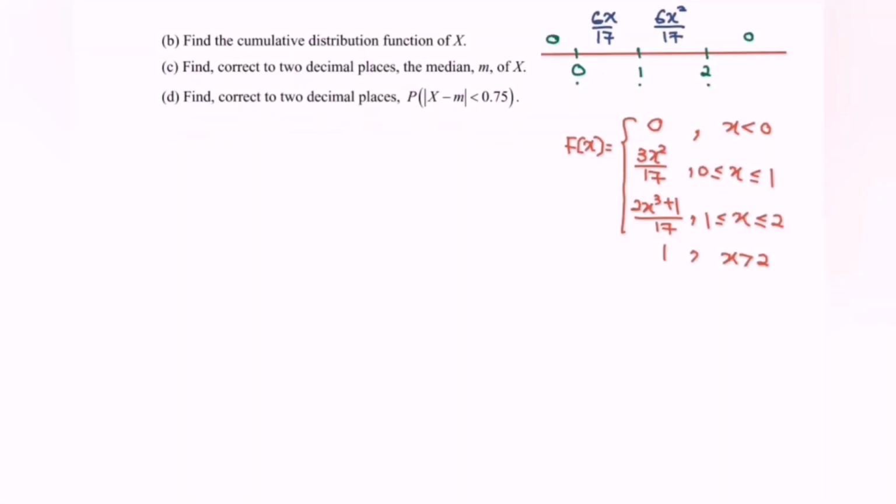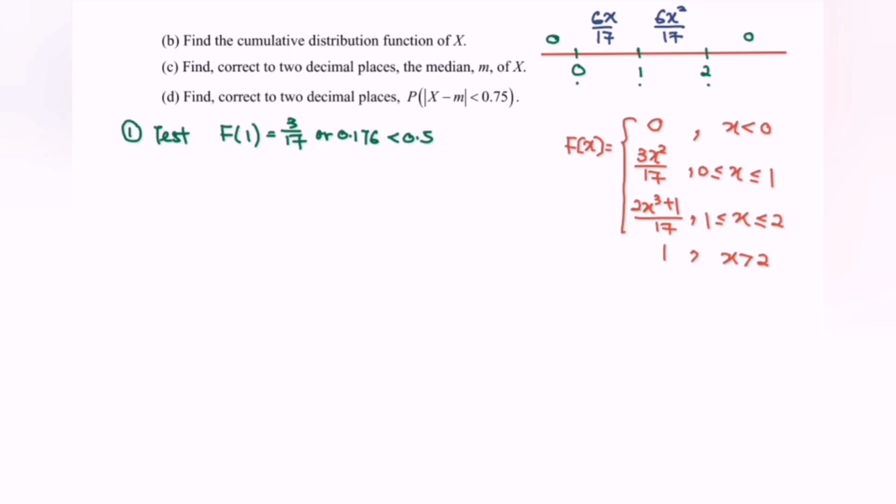Kindly focus on question C. Find, correct to 2 decimal places, the median m of the situation. So step number 1 is to test where the location for 0.5 is. Focus on the second function. If we substitute 1, we will have 3 over 17, or 0.176, which is less than 0.5. This means that the location for 0.5 is not in the second function.